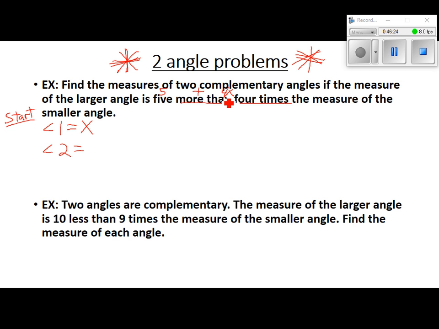Is that confusing? Should we start that over again? So 5 tells you what? 5. More than tells you what? Plus. 4 times the other angle, what's that telling you? 4x. So what am I going to put down here? 5 plus 4x. You could write it that way, or what else could you do? Kellen wrote 4x plus 5. Does it matter which order they go in? No, not really. I'm going to put 4x plus 5.